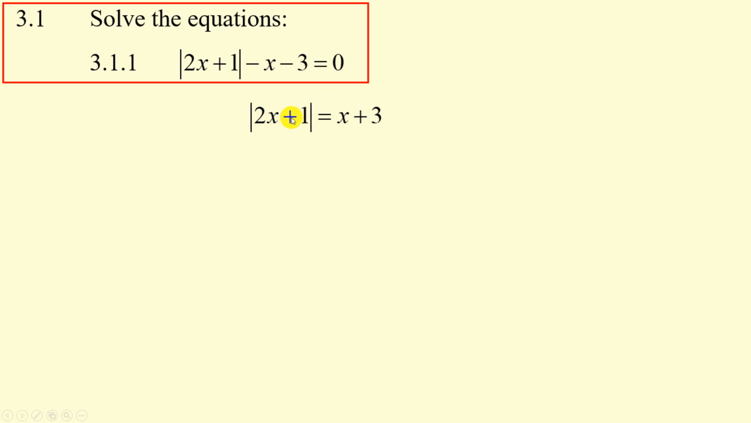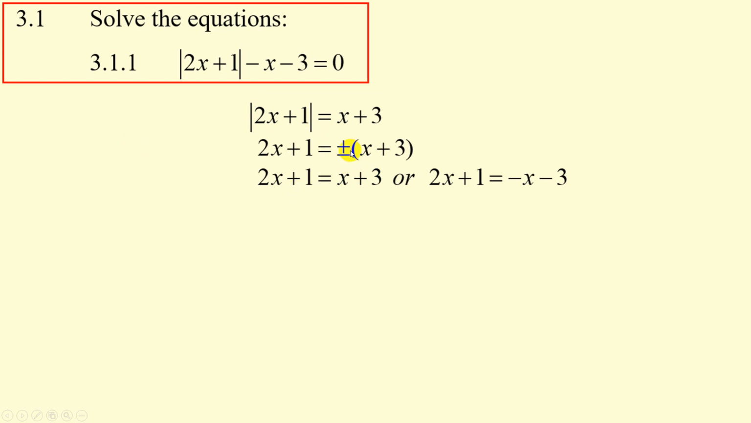Whether you put the positive or negative part of a number into the absolute value, you'll end up with the same result. But we'll just go straight and say, well, 2x plus 1 equals plus or minus the right-hand side. Solving, if we have the plus, we have x plus 3. If we have the minus, we have minus x minus 3. And that gives us x equals 2 or minus 4 over 3.